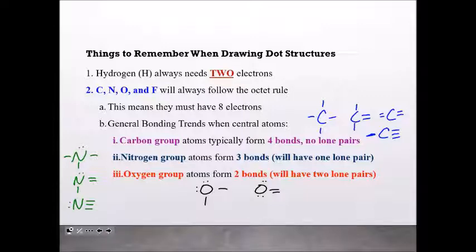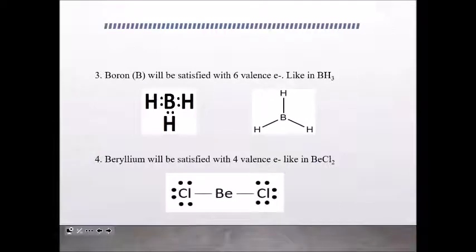So the next thing that's important to realize is there's a few weird exceptions. I call boron the moron because boron does not follow the octet rule. Boron is satisfied with 6 valence electrons. So this is an exception. You just have to memorize 6 valence electrons for boron. What you're going to see is boron typically has 3 single bonds.